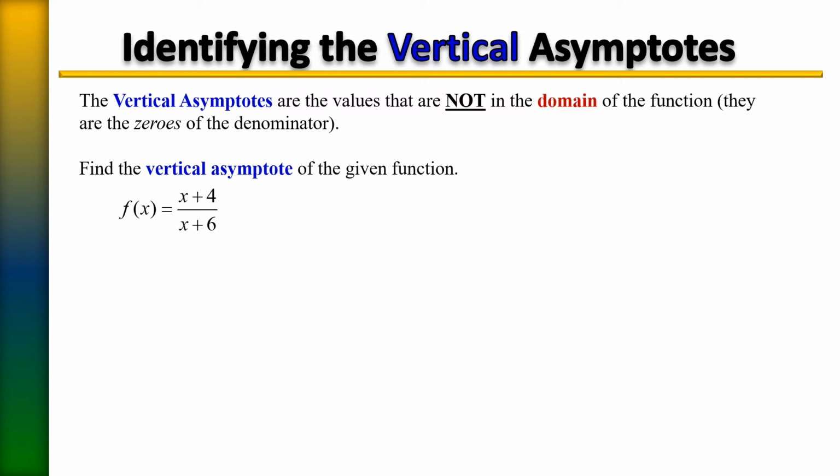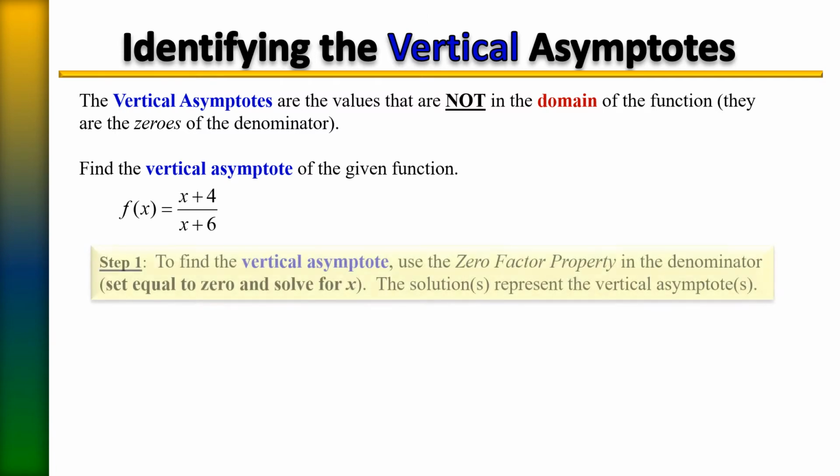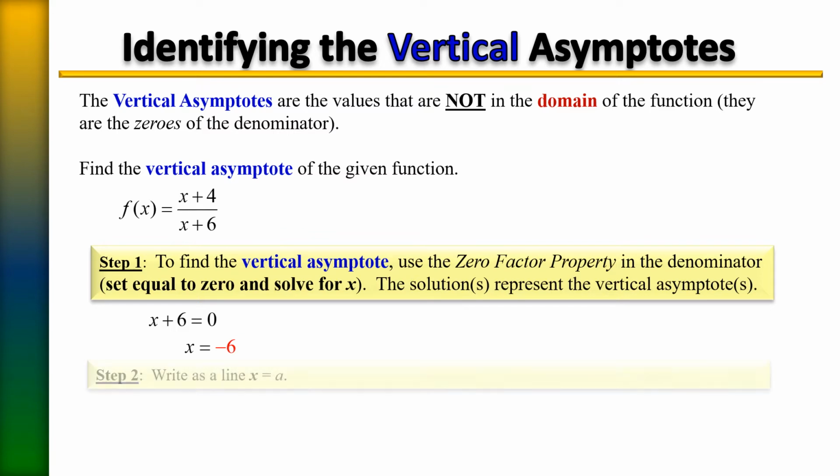We're going to take our denominator of x plus 6 and set it equal to 0. All we have to do here is simply subtract 6 from each side, and x equals negative 6. So therefore, that is where the asymptote line is going to occur at x equals negative 6, because that value is restricted from the domain of this rational function.